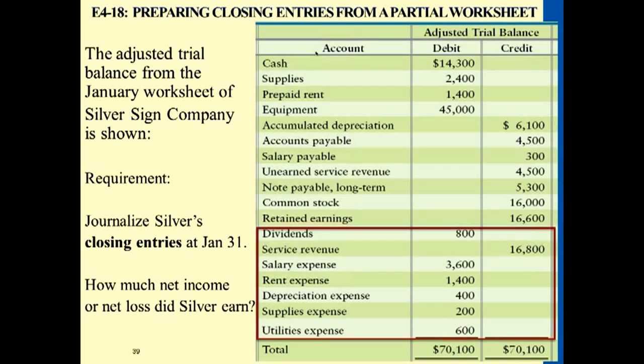Try to figure out how to close them by doing 4 journal entries. And if it helps, you can also draw T accounts in your notebook to help you understand the process. But try to journalize the closing entries and see if you can figure out whether there's net income or net loss.